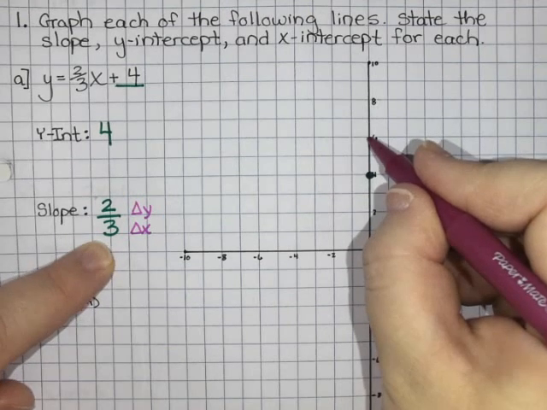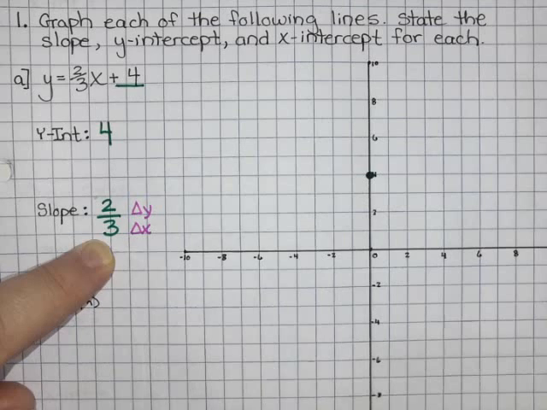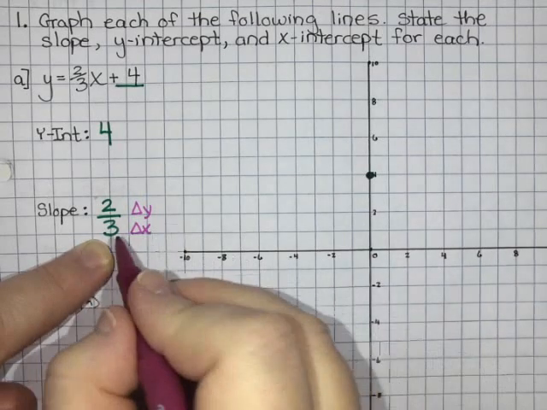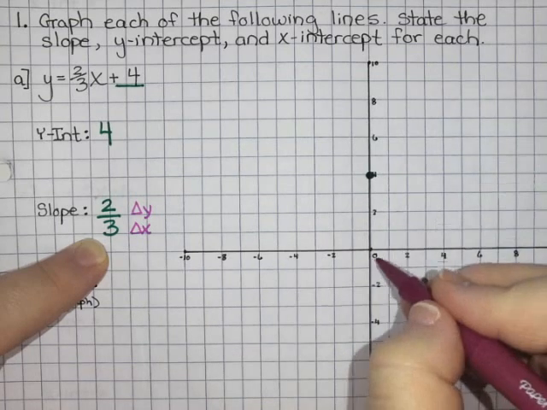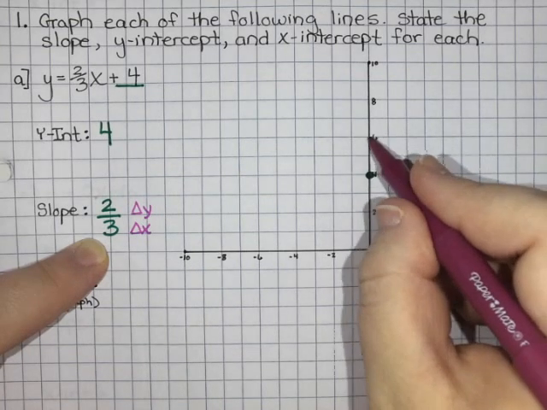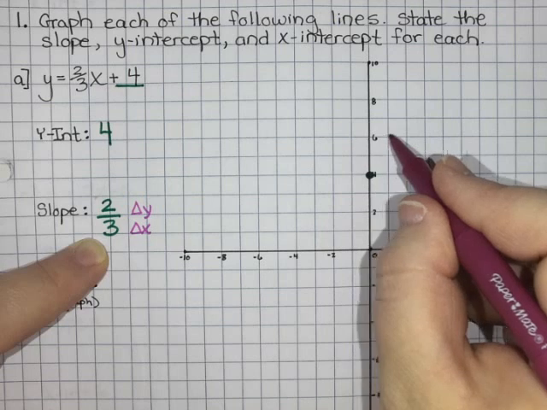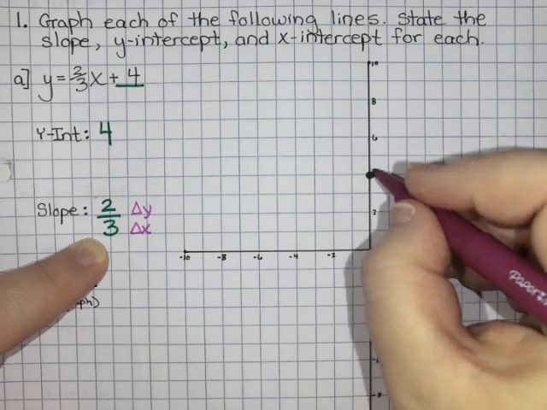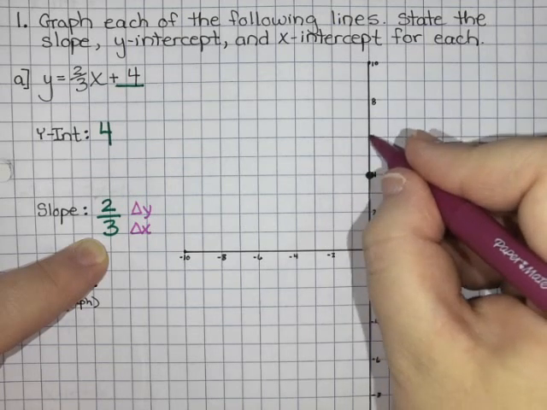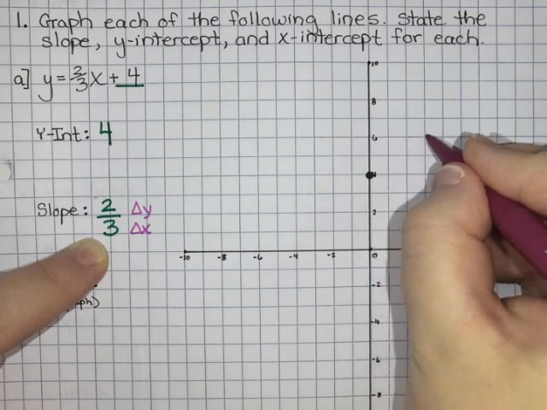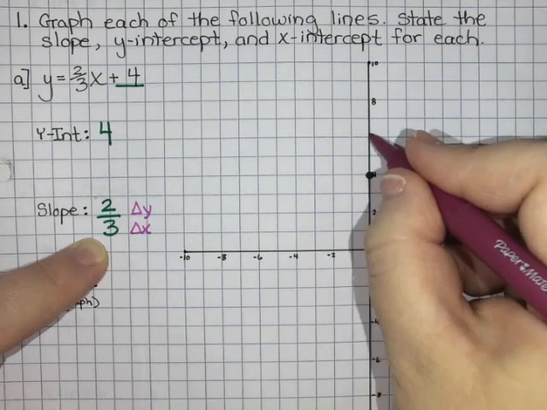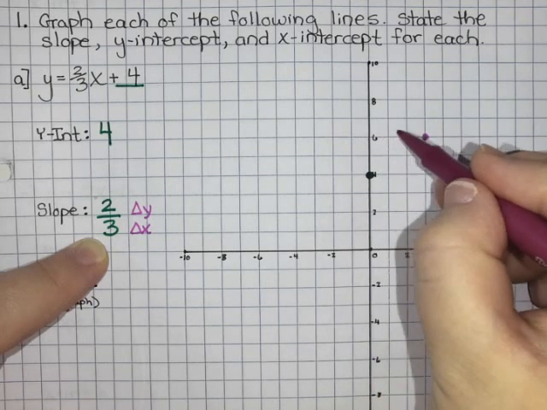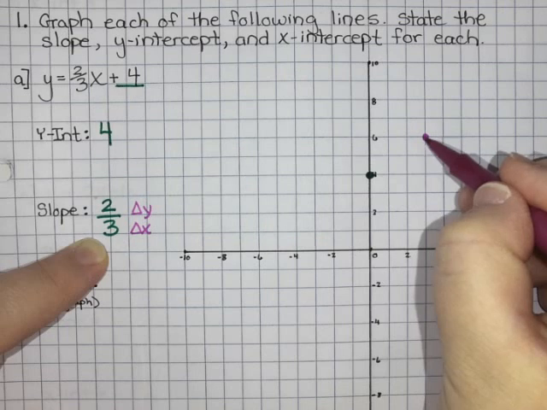And then the 3, which is my delta x, changes my x value. It tells me I am going to add 3 onto x. So right now my x value is 0. So I would add on 3 to get 3. So I basically went 2 squares up and 3 squares over. I added 2 onto my y value, 4 plus 2 is 6, and I added 3 onto my x value, 0 plus 3 is 3.